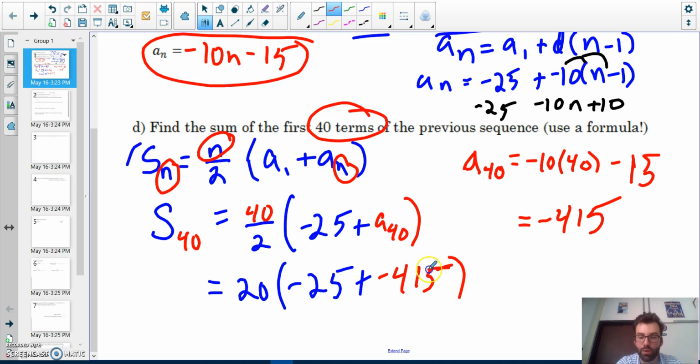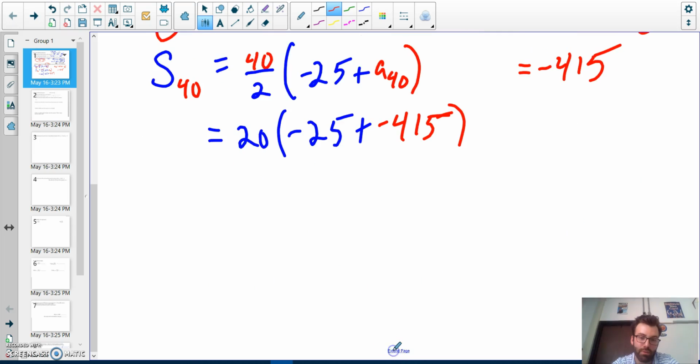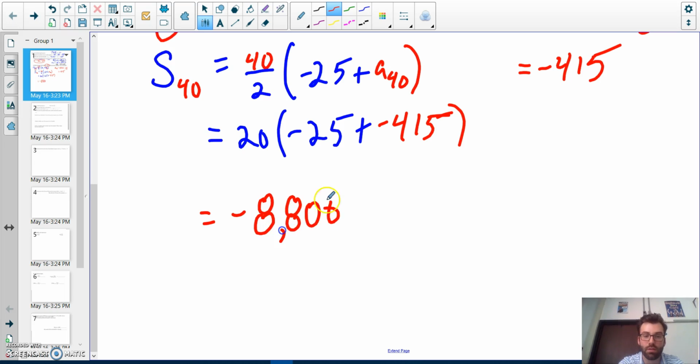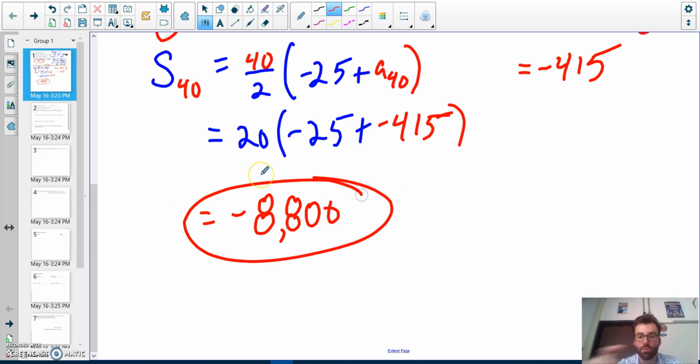Now, some of us are going to distribute the 20. But remember, order of operations, PEMDAS says I should do whatever's in the parentheses first. I should add these two together to give negative 440, and then multiply it by 20. So your sum should be negative 8,800. That's what your sum should be. That's a 0, not a 6.